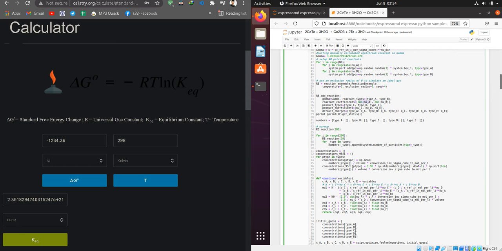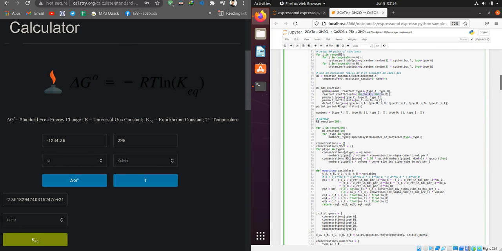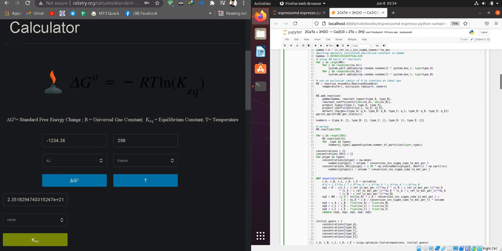The coefficients are absolute here, we are taking absolute values, but the analytical concentration calculator uses them as negative to compensate the resulting concentration. Same for the product type C, D, E: product coefficients and NU.